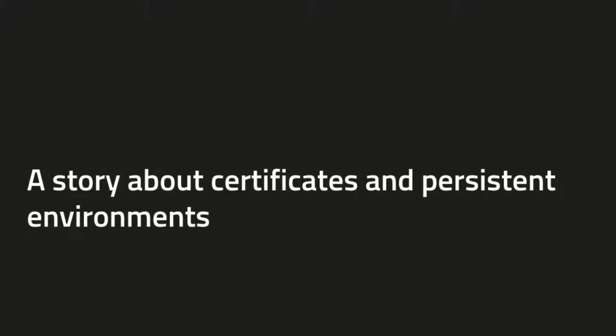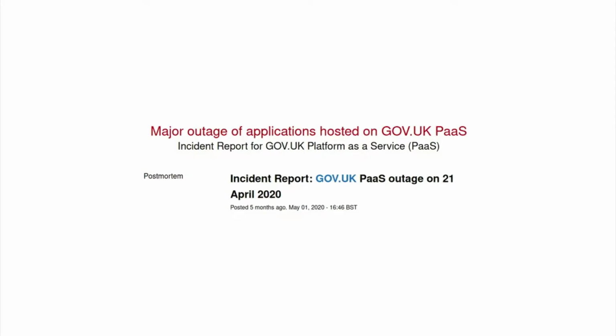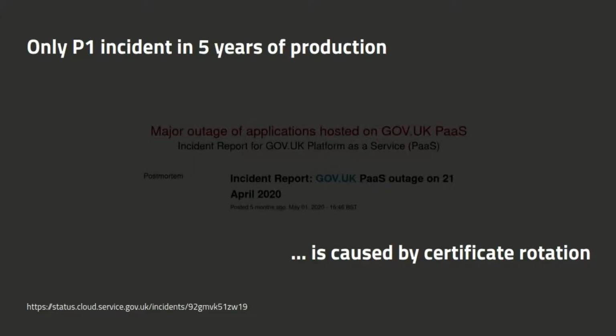Our last story today is one that's about certificates and persistent environments versus short-lived environments. Earlier this year, we had a major outage of applications hosted on GOV.UK PaaS, for which there's a public report on our status page, status.cloud.service.gov.uk. It's been our only P1 incident in 5 years of production and is caused by certificate rotation. You can find a link to the status report on screen now.